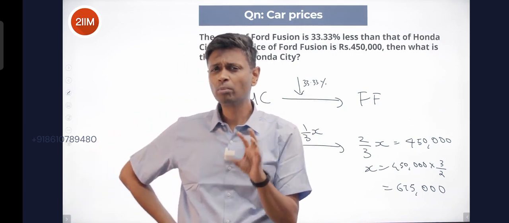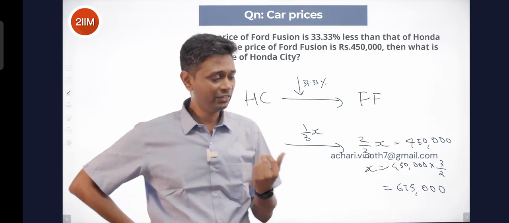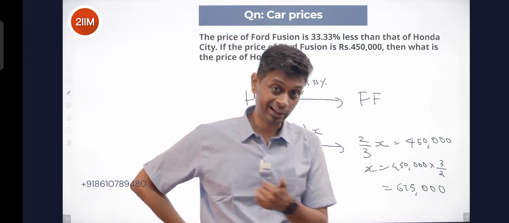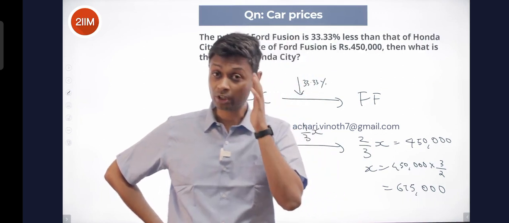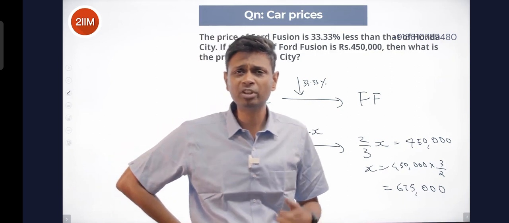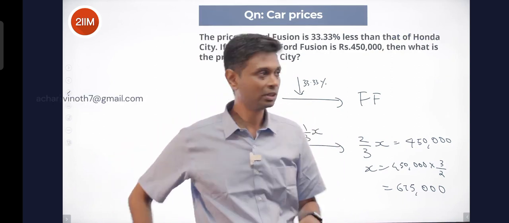Beautiful, very important funda. So if A is 20% more than B, it does not mean B is 20% less than A. Super important. Sometimes we just take it for granted without processing it. A is 20% more than B doesn't mean B is 20% less than A. It's not. Think about it.